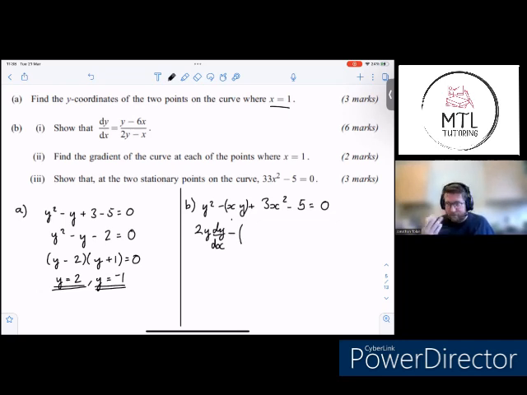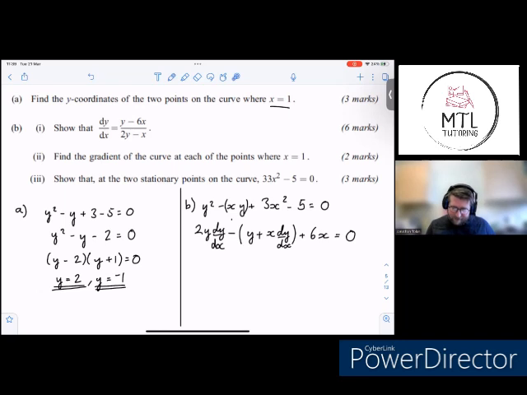So x we're going to call u, y we call v, so we end up with differentiate the x and leave the y alone, plus leave the x alone and differentiate the y, so we get 1 dy by dx. Okay, so I've just left all that in brackets because the whole thing is going to have the minus sign. 3x squared just becomes 6x. The minus 5 disappears.